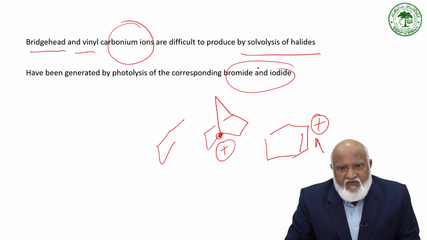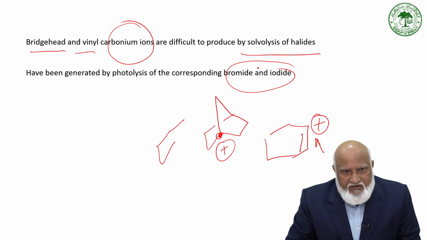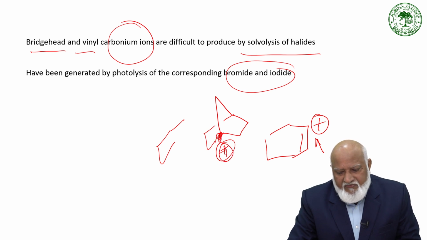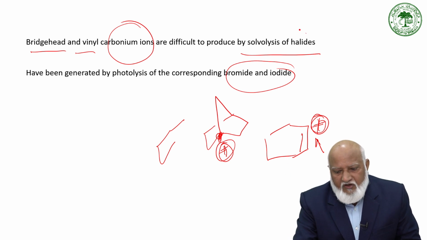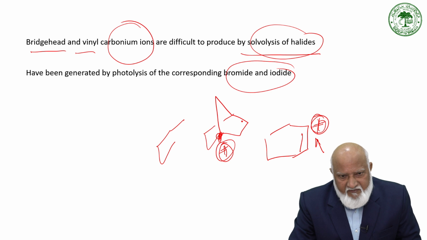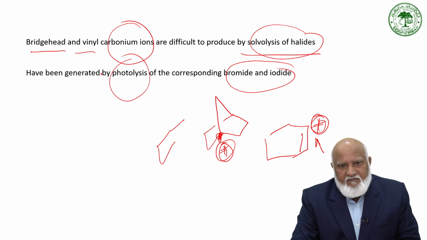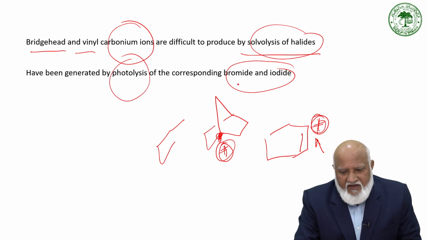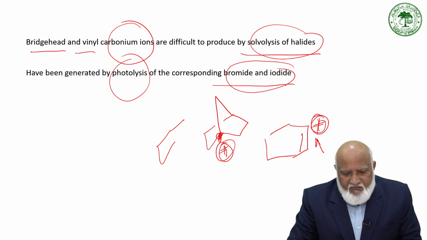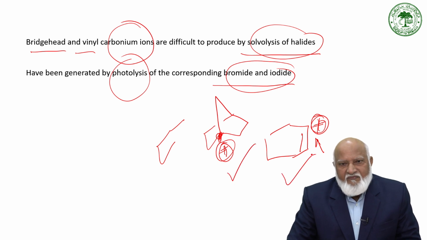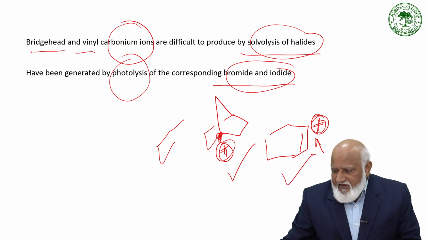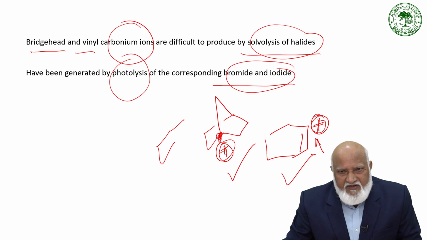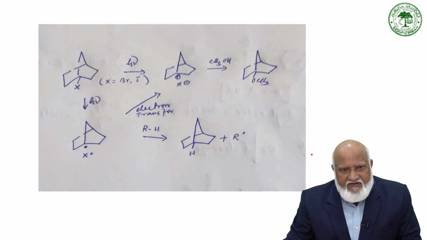So in the next few examples, what we would like to see over here is the generation of a carbocation on the bridgehead carbon, as well as the carbocation on a vinylic carbon, which is very difficult to produce through solvolysis of halides, but through photolysis of the corresponding bromide and iodide, it is possible to generate these two carbocations, which can further react with methanol to give the methanol added product. So here is an example.